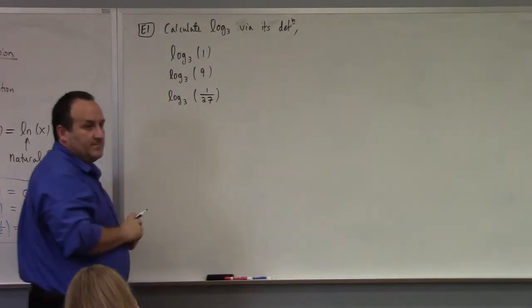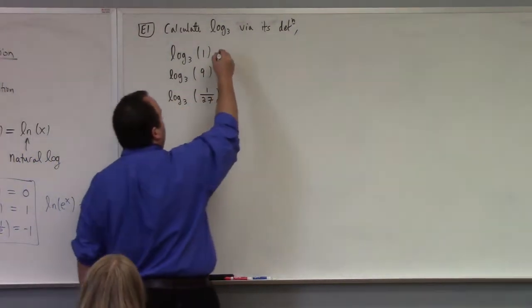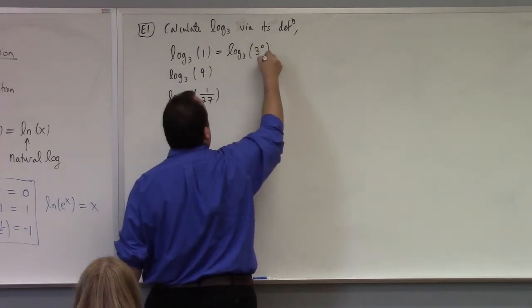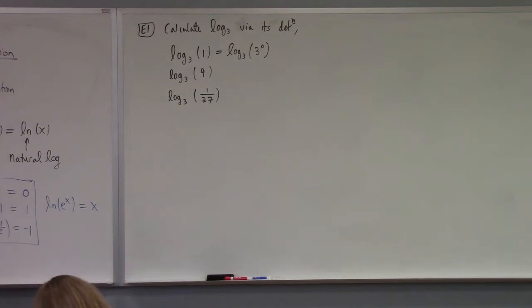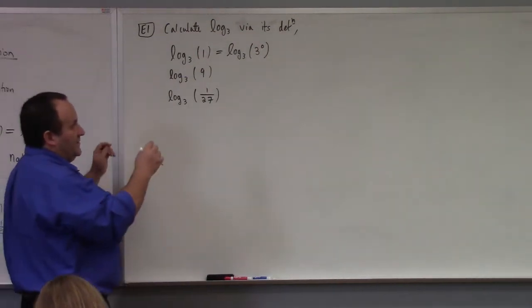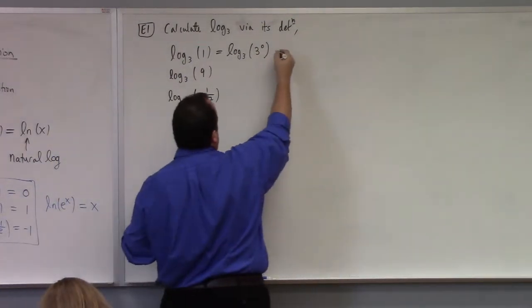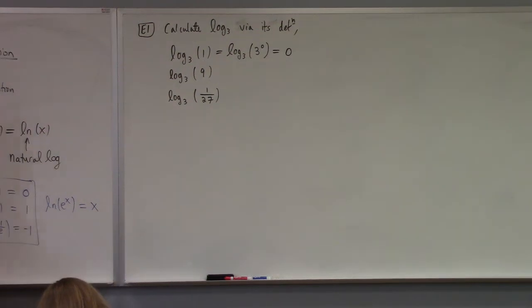Let's do these. Okay, so log base 3 of 1 is log base 3 of 3 to the power 0. But then by definition of log base 3, log base 3 and 3 annihilate one another. When you see them, think of them as combining in a poof of smoke and just leaving you with 0. Log base 3 of 9, how do you do that?